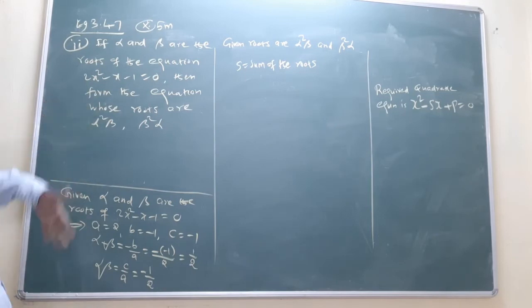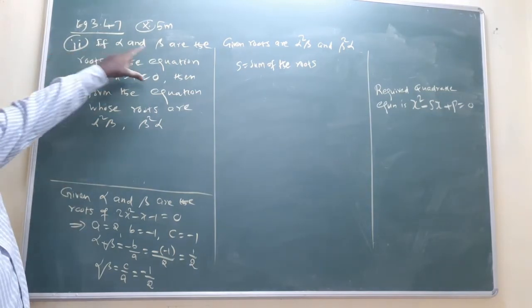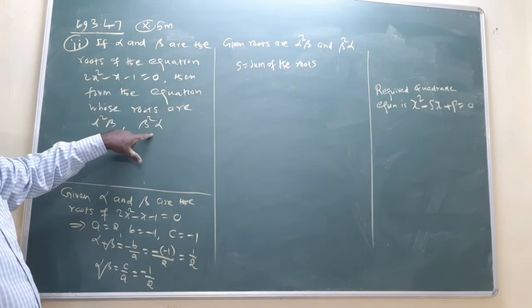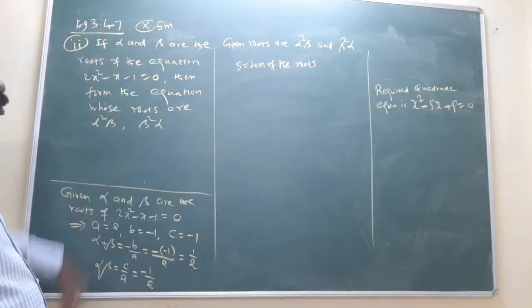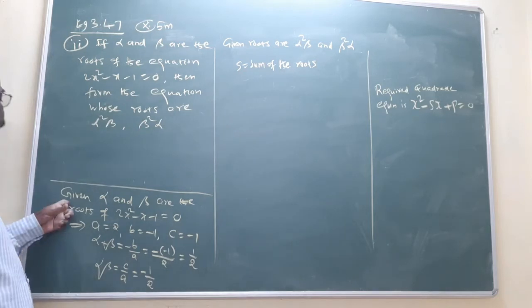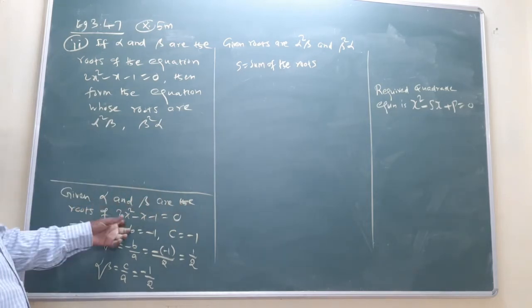The same is the second subdivision. The same equation, but the roots are changed. That's all. Now, suppose the second part is only asking, you write the whole thing. That's very important. Given alpha and beta are roots of the same equation.